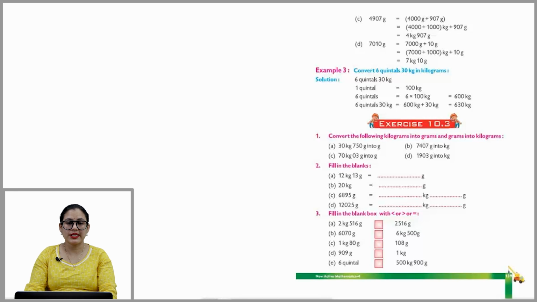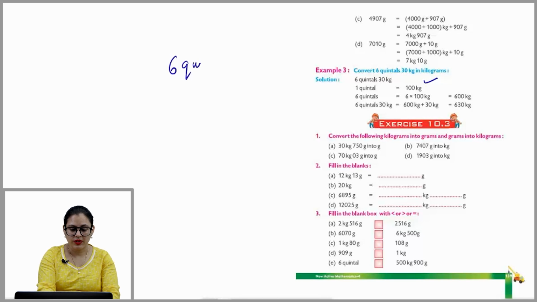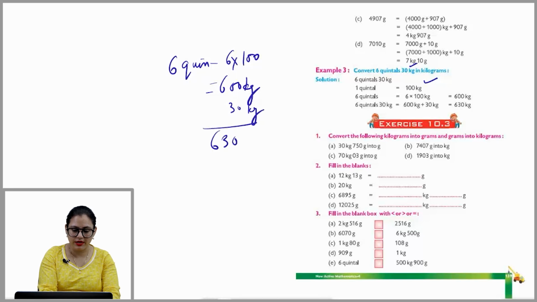Example 3, convert 6 quintals 30 kilogram in kilograms. 1 quintal is equal to 100 kg. So 6 quintal is equal to 6 into 100, that is 600 kilogram. And 30 kilogram is already there, so we'll add this with this. So 630 kilogram is the answer.